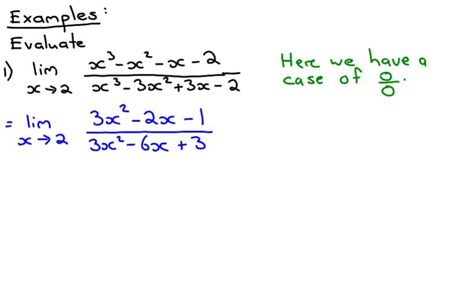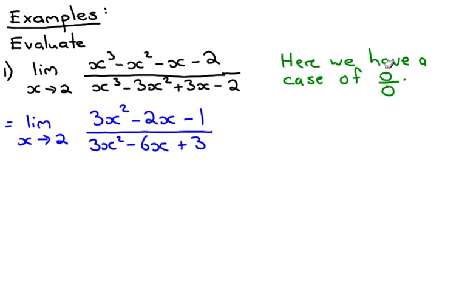Now check again what happens when we sub in 2. Because remember, when we find a limit, we must first just see if we can sub in that value. That's the easiest way to find a limit. So if I sub x to be 2, I'm going to get 3 times 4, which is 12, minus 2 times 2, 4, minus 1, which is 7. Okay, so my numerator gives me 7.